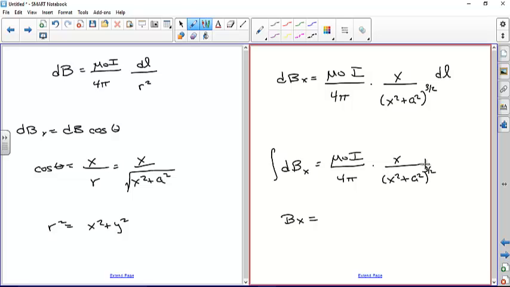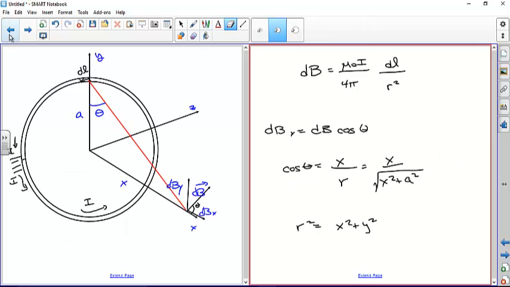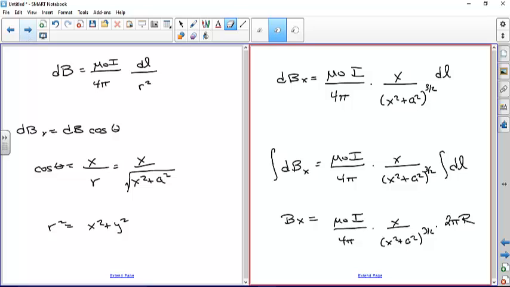You know, with a wire we had this infinite distance. Here we don't have an infinite distance for the loop, so we just end up integrating dl, and the integral of dl around the circle is 2 pi times the radius. So we get mu 0 I over 4 pi times x divided by x squared plus a squared to the 3/2 power times 2 pi times the radius. I'm going to use a capital R as the radius, which I guess is also a, right? If we go back to the original drawing, the radius is a, so I probably should just put a in there.